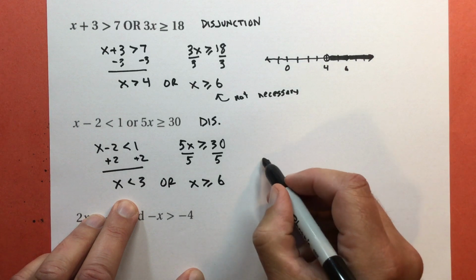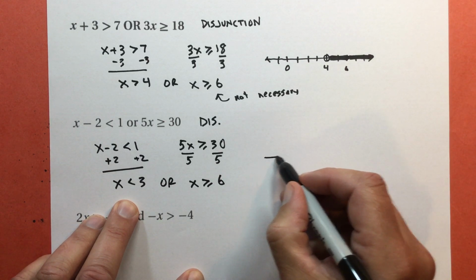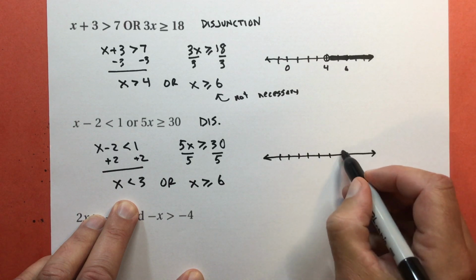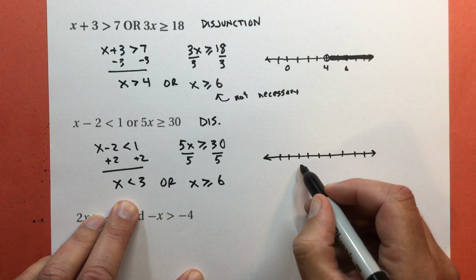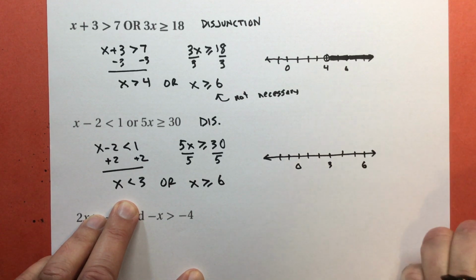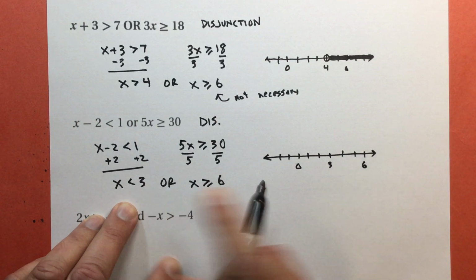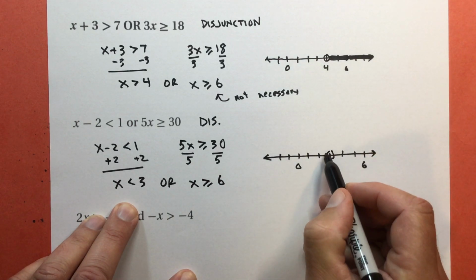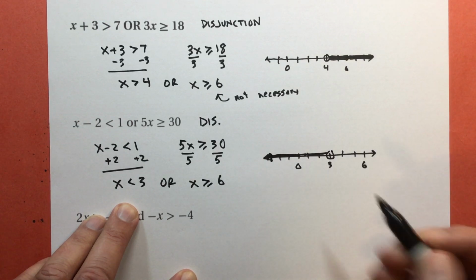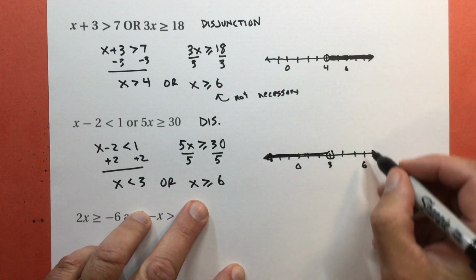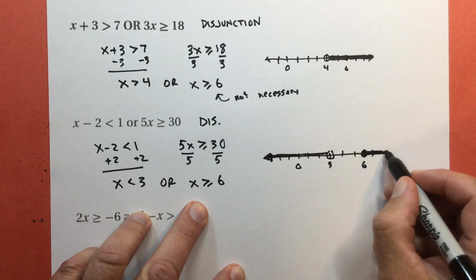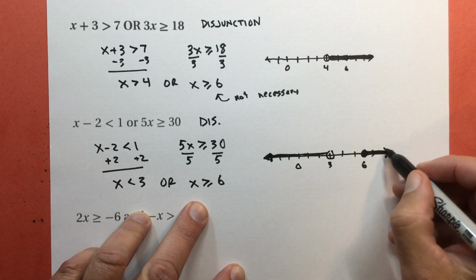Alright, so on my graph, let's say 0, 1, 2, 3, 4, 5, 6. I'm going to do x is less than 3, open circle on 3, and I'm going to go to the left. X is greater than or equal to 6. I'm going to fill in my circle on 6. Maybe I should have drawn my line a little bit longer, but that's okay. And it's going to go to the right.